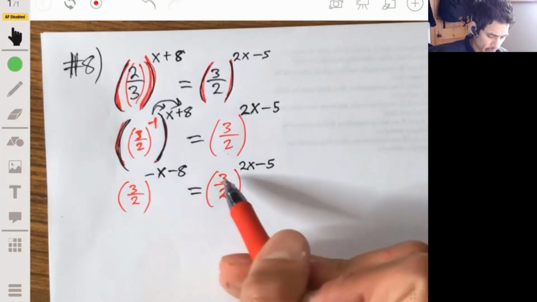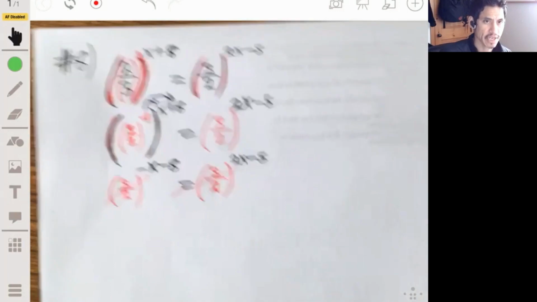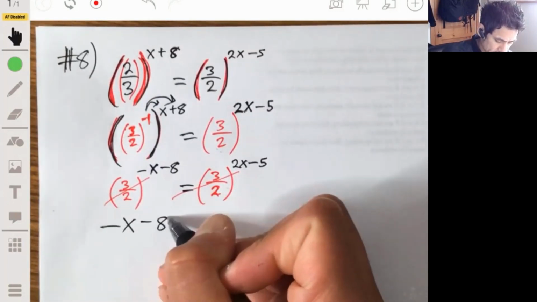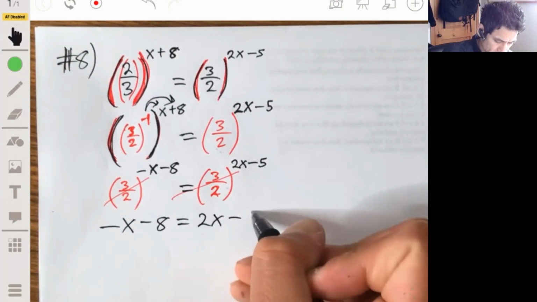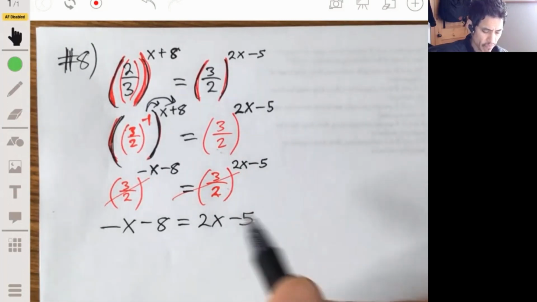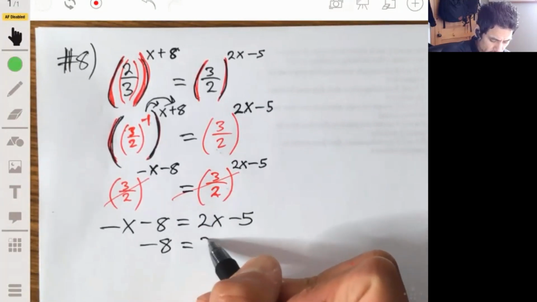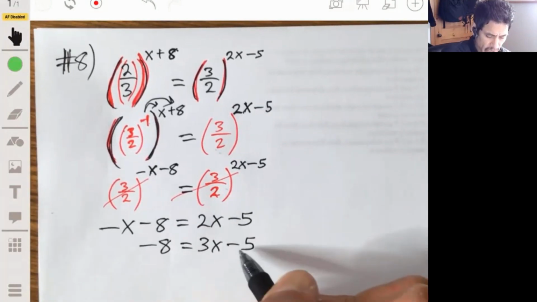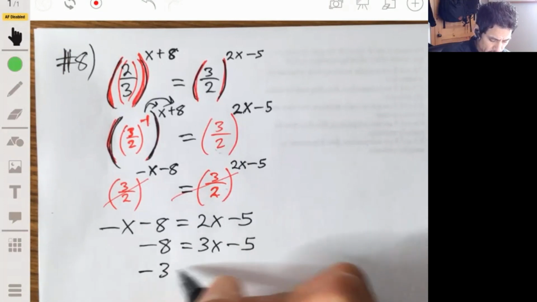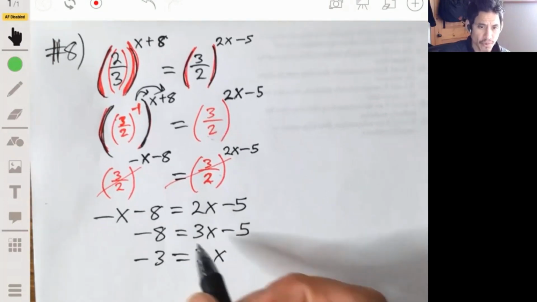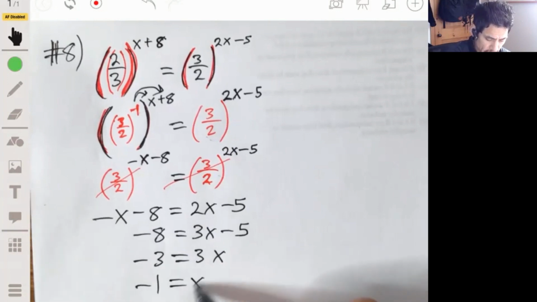And now we have the same bases, which we can just cancel out. And we solve the equation -x minus 8 equals 2x minus 5. Add x to both sides. We'll get -8 equals 3x minus 5. Add 5 to both sides. We get -3 is 3x. Divide both sides by 3, and we get -1 is x.